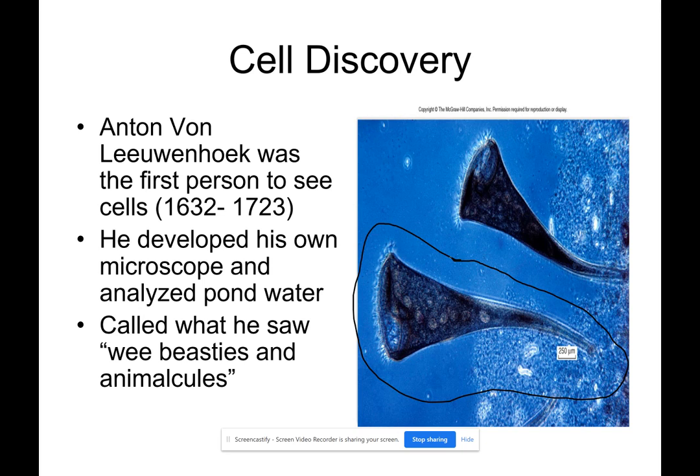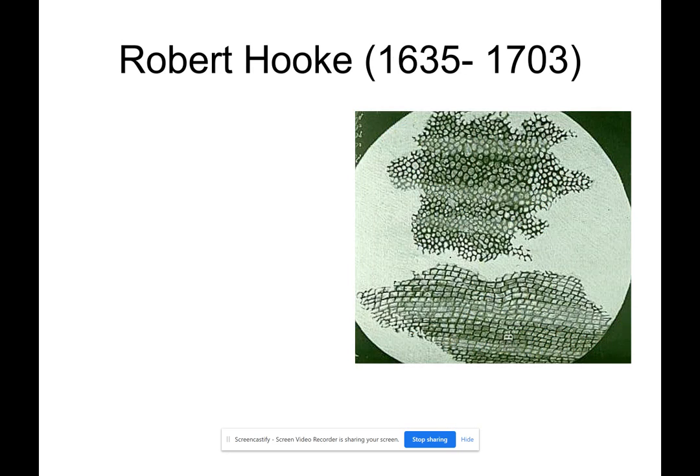They looked like little animals to him, and I guess the way people talked back then, he called what he saw wee beasties or animalcules. It's like little animals. But Anton von Leeuwenhoek, what you need to know about him, credited as being the first person to see cells. Okay, Robert Hooke.